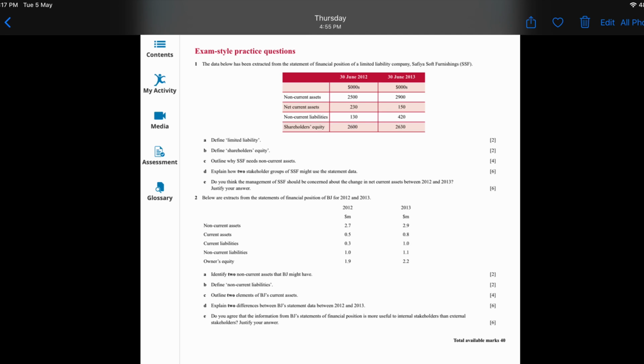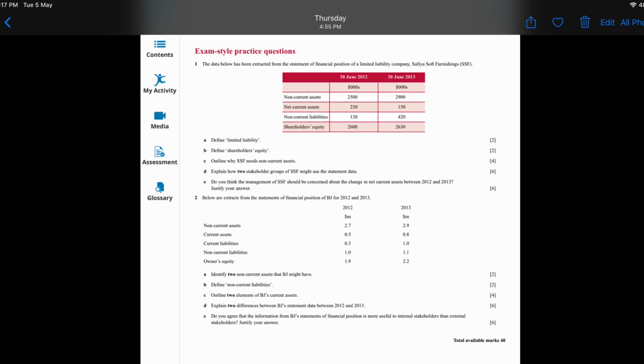The data below has been extracted from the statement of financial position of a limited liability company, Safia Soft Furnishings, SSF. The dates are 30th June 2012 and 30th June 2013. Non-current assets are 2,500 for 2012 and 2,900 for 2013. Net current assets are 230 for 2012 and 150 for 2013. Non-current liabilities are 130 for 2012 and 420 for 2013. Shareholders' equity is 2,600 for 2012 and 2,630 for 2013. Let's look at the first question.